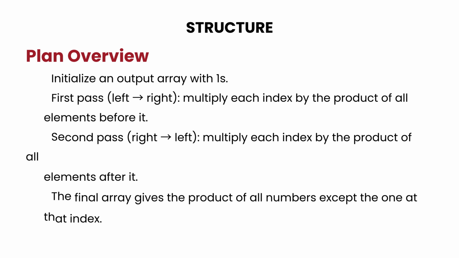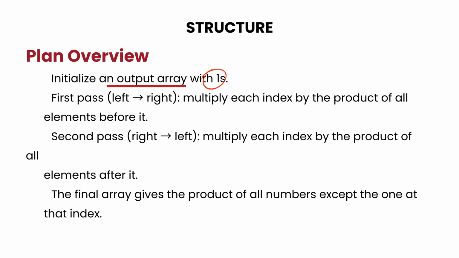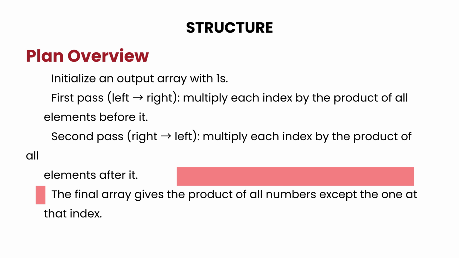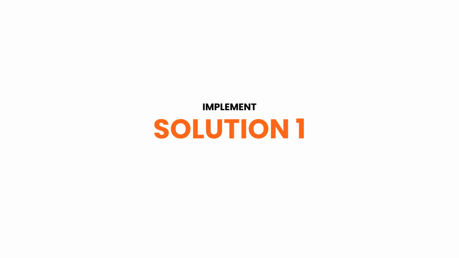Here's our structure. Create an output array, initialize to ones. Pass left to right. For each index, multiply by the product of all numbers to the left. Prefix: updating the output. Pass right to left. For each index, multiply by the product of all numbers to the right. Suffix: updating the output again. The result is the product of everything except self at every index. Now let's try to implement it using solution 1.